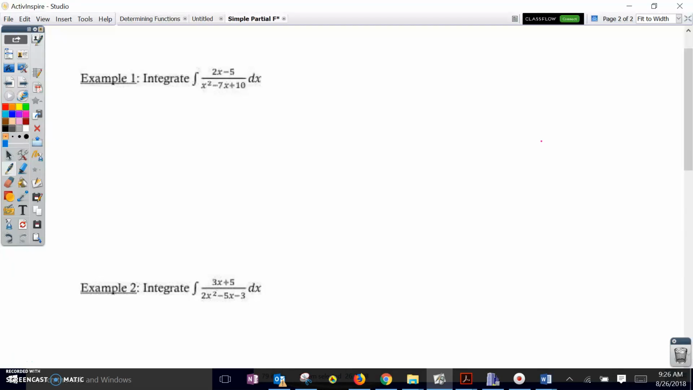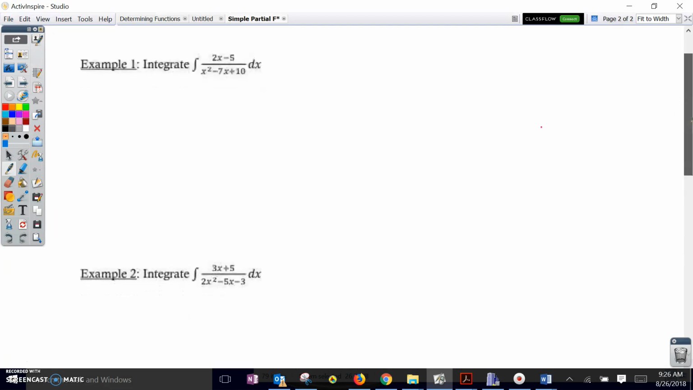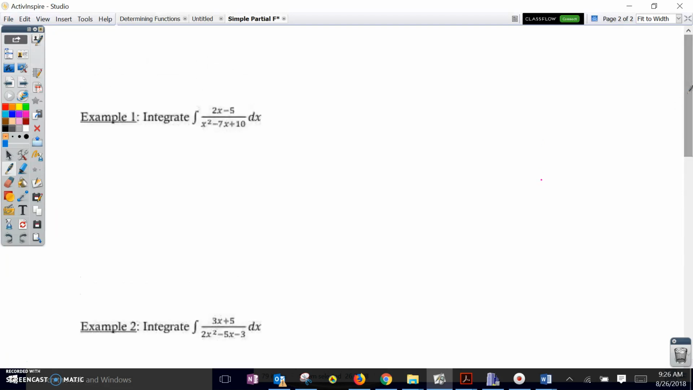Alright, in this lesson we're looking at integrating by using simple partial fractions. If you haven't already, make sure you read through the first page of these notes where we've got an illustrated example walking through the process. So what we want to do in this first example is break this down into two partial fractions, since we have a denominator that breaks down into two factors.